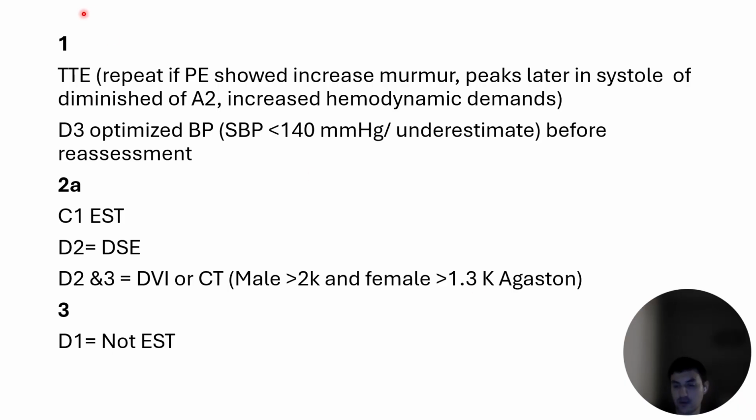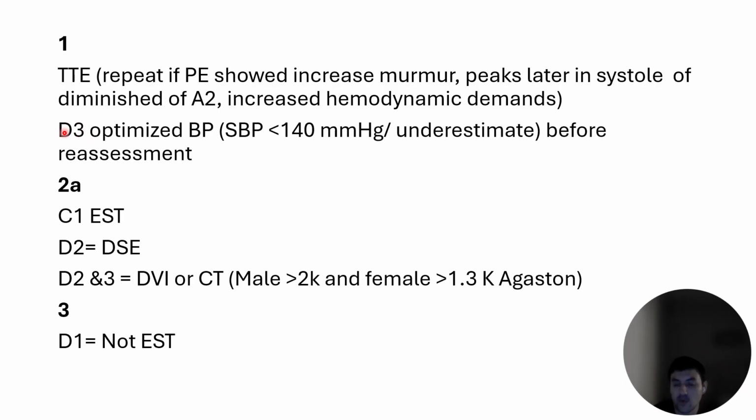Now, what is a class 1 recommendation? Do an echocardiogram if the physical exam shows an increased murmur, the murmur peaks later in systole, diminished A2, or increased hemodynamic demands. For example, the patient has a history of moderate aortic stenosis, echocardiogram 4 months ago, and goes to the hospital and has some anemia or some condition there. You have to repeat the echocardiogram to see how severe it is.